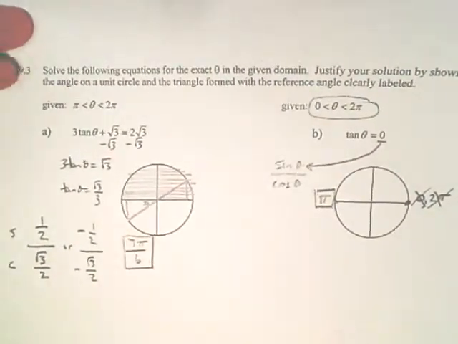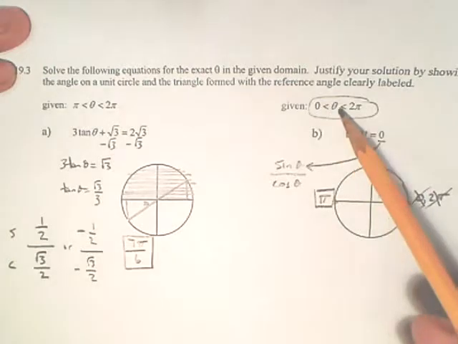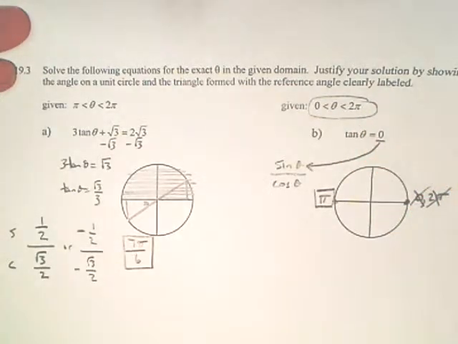Watch out for domain restrictions. For example, this would have been 0, pi, and 2 pi, and all would have counted, but because we don't have our equal signs below our inequalities, they got eliminated as possible solutions. Okay.